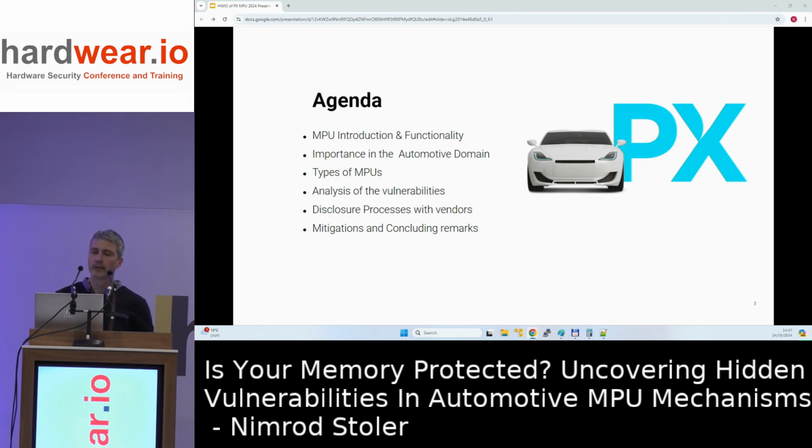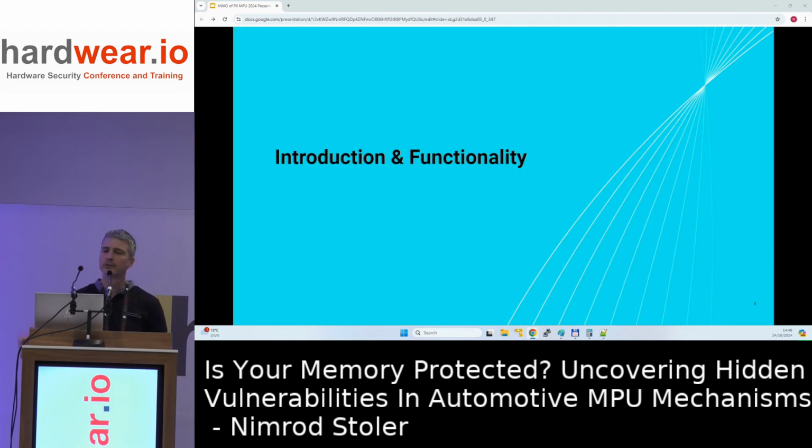Then we get to the technical part, where we present the analysis of the vulnerabilities and talk about their impact. Next, we describe the disclosure processes we went through with the two vendors and attempt to analyze their responses. Eventually, we will offer some mitigations and concluding remarks. So here we go. We'll start with some history.